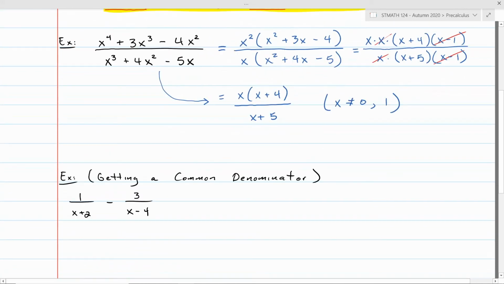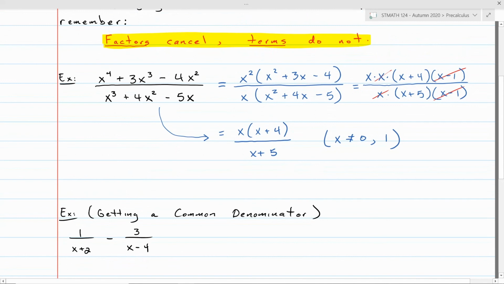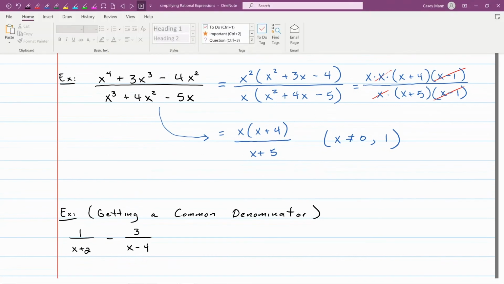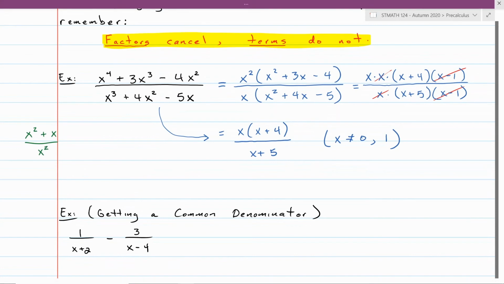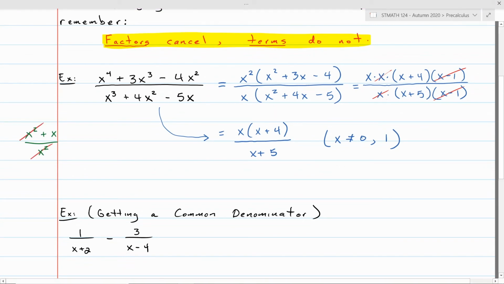So the thing in yellow, though, here is really key. A common mistake that I see students make is when they've got something like x squared plus x over x squared, and they do something like this. You can't cancel those x squareds like that.